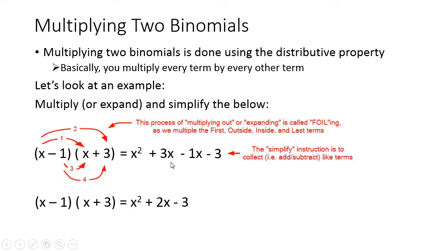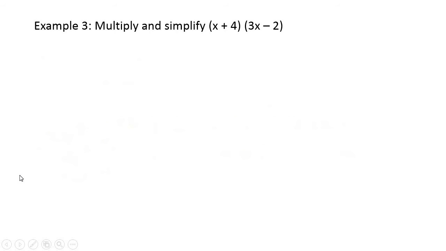So collecting the like terms, you just have a 3x minus 1x. The minus 3 and the x squared stayed the same. So 3x minus 1x is 2x. And then you were complete on that question.